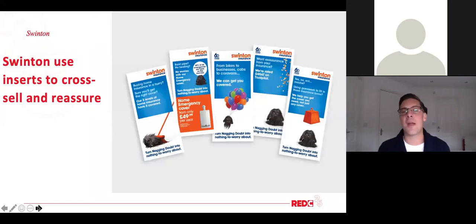Swinton do a similar thing. Actually, they have more leaflets than this. They use their leaflets to cross-sell. So if you're buying home insurance, they'll cross-sell home emergency cover, or breakdown cover for car insurance. They'll use them to reiterate the benefits of the actual insurance. This was at a time when their above-the-line campaign was "Turn nagging doubt into nothing to worry about." So we created these leaflets that basically helped reassure the reader of what they were buying, of the quality of the cover.